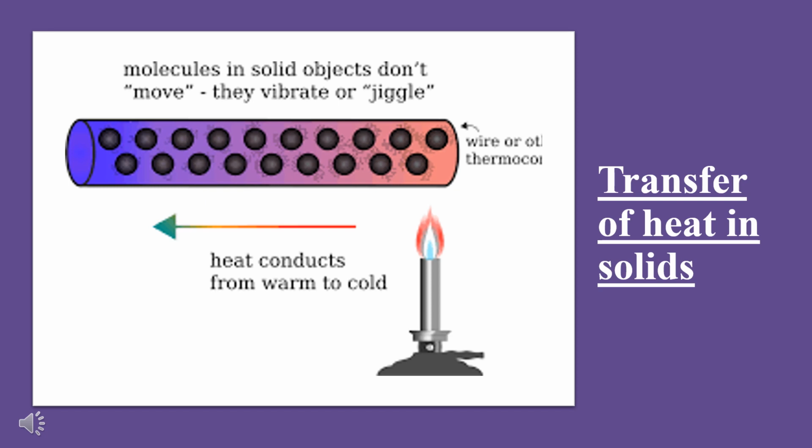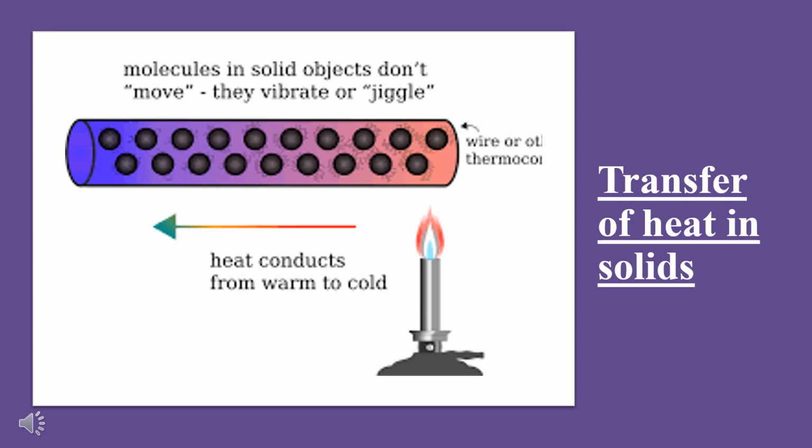In solids we know that all the atoms are compactly packed. Correct? Means they are closely packed. So in solids the atoms don't move from one place to another like in liquids, but they start vibrating in their place. You can see here there is a metal rod, and when one end is heated with a burner, you will see that the atoms start moving in their place, they start vibrating.